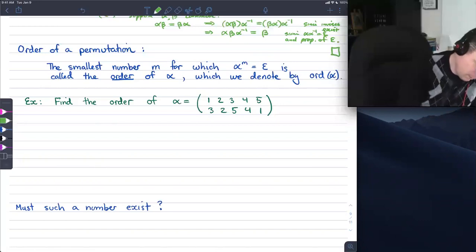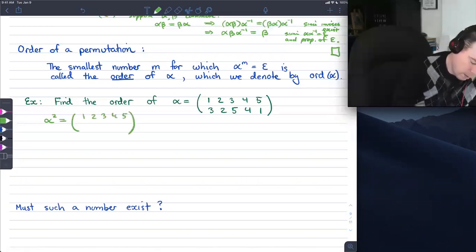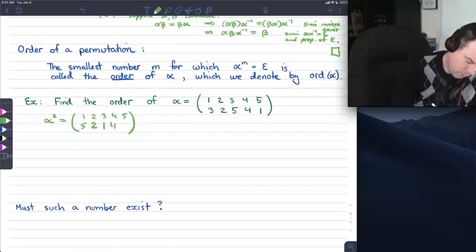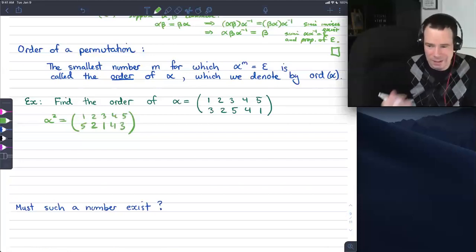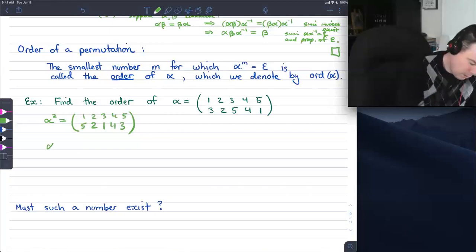So we've got alpha. I want to know what power is going to kill it. So what I'm going to do is power it up. 1, 2, 3, 4, 5. And so what happens here is 1 goes to 3, 3 goes to 5. And then 2 goes to 2, which goes to 2. 3 goes to 5, which goes to 1. 4 goes to 4, which goes to 4. 5 goes to 1, which goes to 3. So that's squaring. I sort of did it in place. Now I'm going to do the cube.